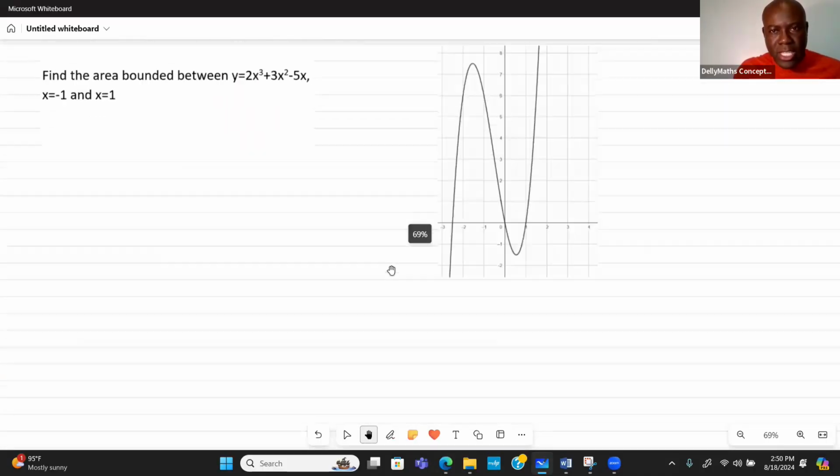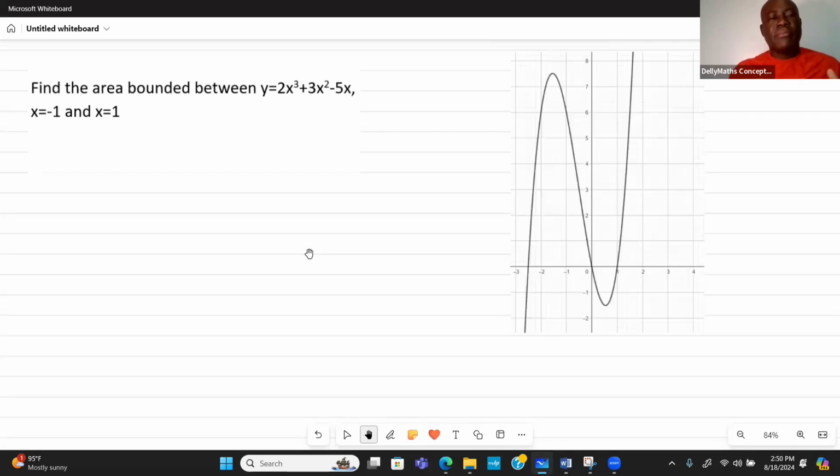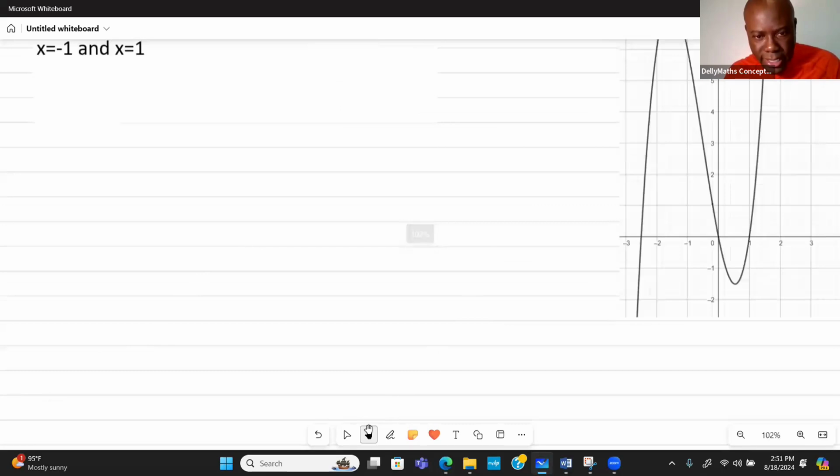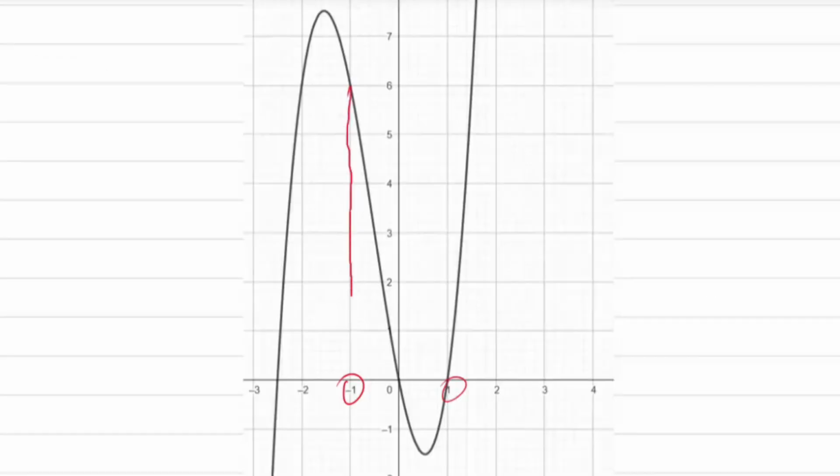All right. In this case, what we're doing is we're looking at an idea when we have the area above and below the x-axis. For example, we want to find the area bounded between 2x to the third plus 3x squared minus 5x, and x equals -1, x equals 1. So basically, let me mark off the spots that we're dealing with. We are actually dealing with this. And let us do a quick explanation here. This is my -1. This is my 1. All right. So we really want to find it right here. We want to find it here.